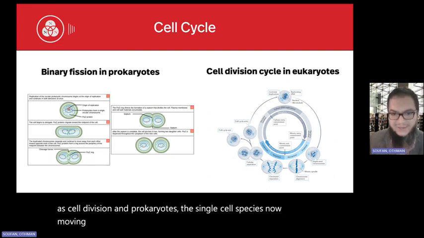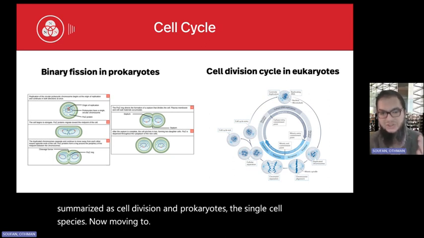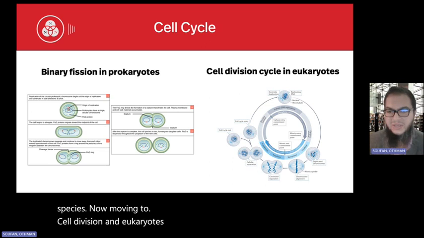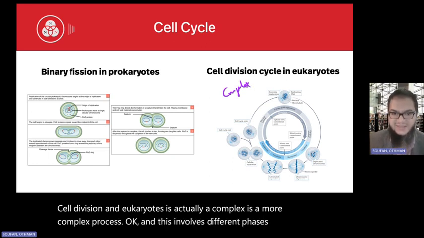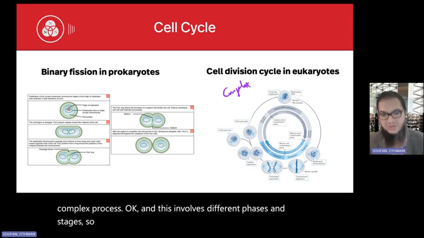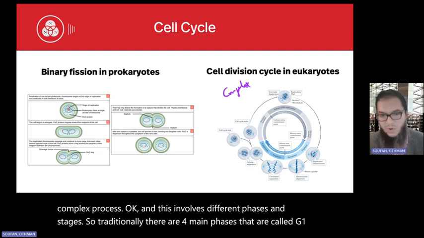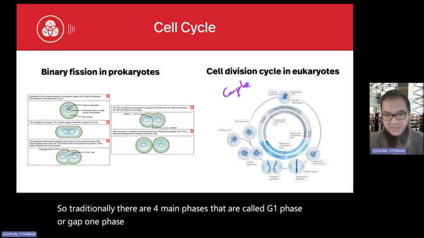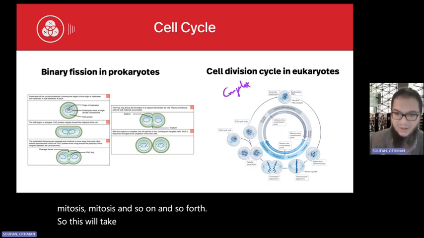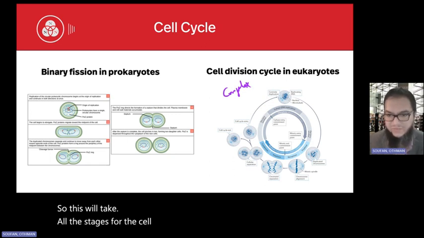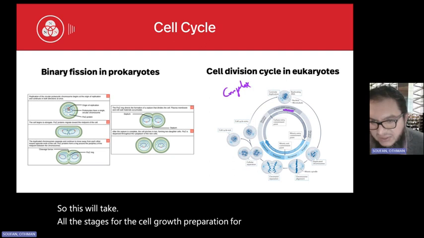Now, moving to cell division in eukaryotes, it is a more complex process, and it involves different phases and stages. Traditionally, there are 4 main phases: the G1 phase or gap 1, the S phase for synthesis, the G2 phase, and the M phase for mitosis. So this covers all the stages of cell growth and preparation for DNA replication.